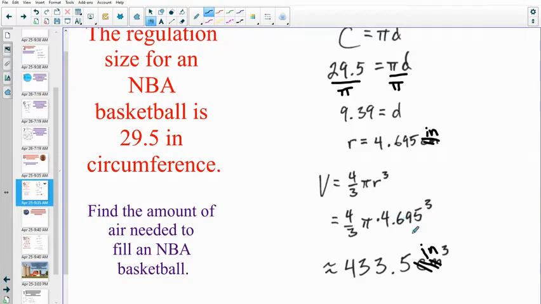When you plug this in your calculator, I would recommend doing 4.695 to the third power first. There should be a button on your calculator where you can do the third power. And if you can't find that, there's probably a caret button that gives you this symbol, and do to the third power, and that'll take care of that. If you're not sure, let me know and I can hopefully help you figure out how to do that on your calculator. But then multiply by 4/3 times pi, and I got 433.5.